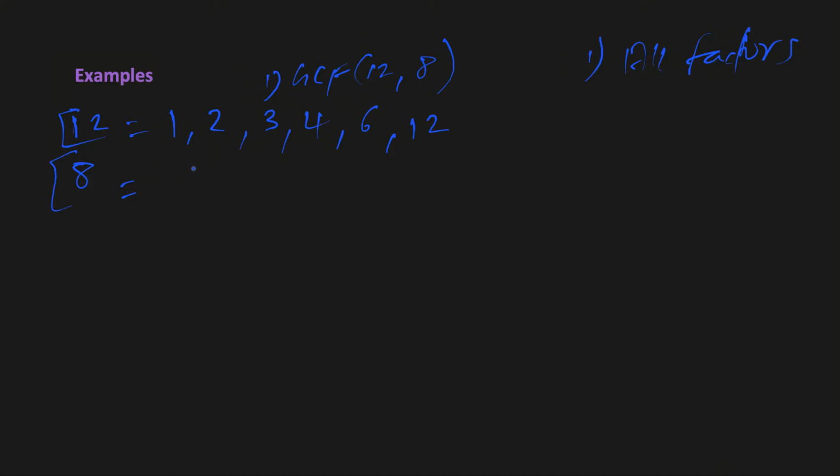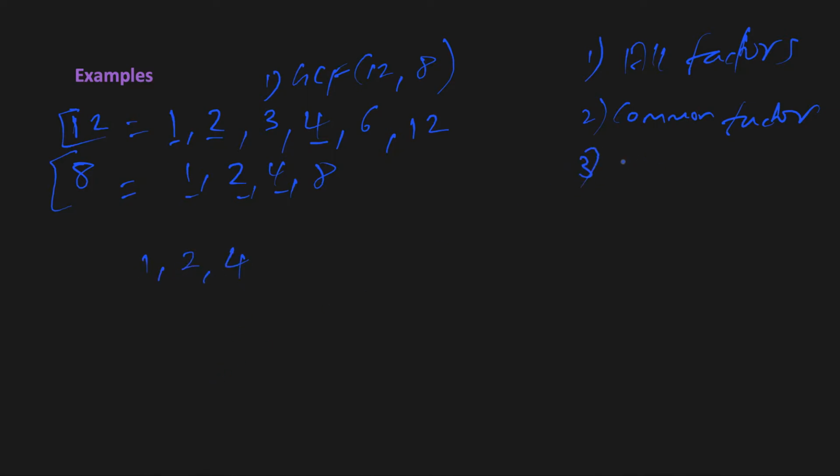And then the factors for 8 would be 1, so 8 is divisible by 1, by 2, by 4, and also by 8. So the second step, once we have all the factors, is to figure out all the common factors. So it's 1, it's 2, and sorry, it's not 3, and then it's 4. So all the common factors are 1, 2, and 4.